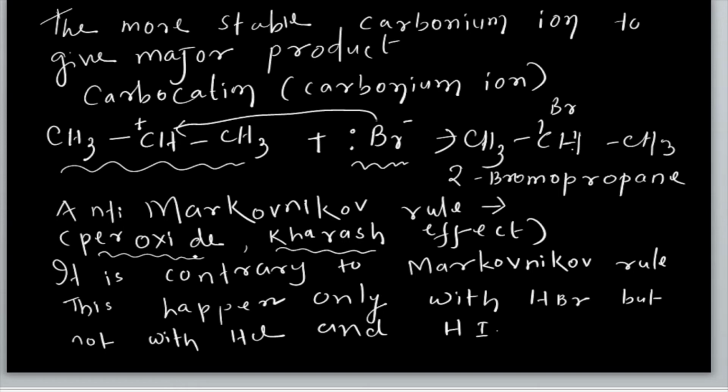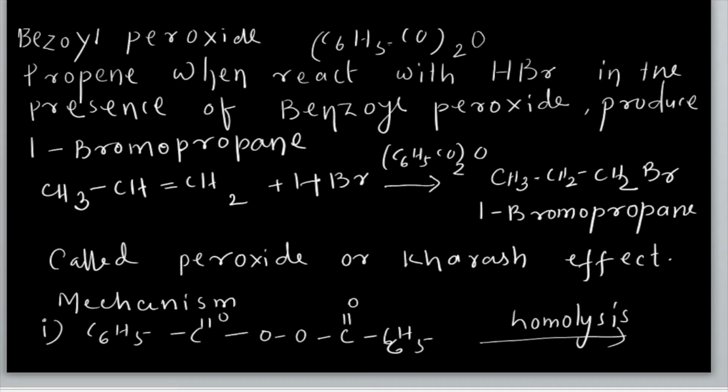That means you take an unsymmetrical alkene, HBr only, in the presence of benzoyl peroxide. So what happens with benzoyl peroxide? What is the formula of benzoyl peroxide? Benzoyl peroxide is (C6H5CO)2O2. That means you can say the structure is C6H5, C double bond O, O, C double bond O, C6H5. This is called benzoyl peroxide.